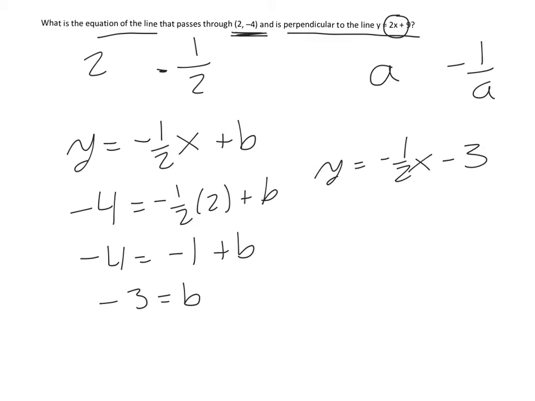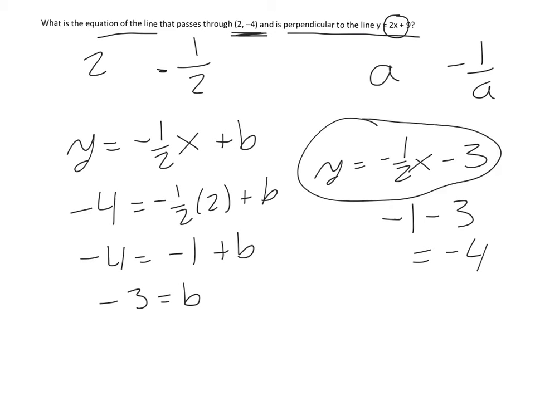And then we can test and see if this works. If I plug in 2, what do I get? So 2 times negative 1/2 is negative 1, minus 3. It does indeed give me negative 4. So this equation is a line perpendicular to this line, 2x plus 9, and it passes through (2, negative 4).